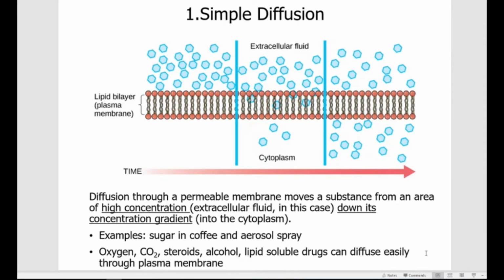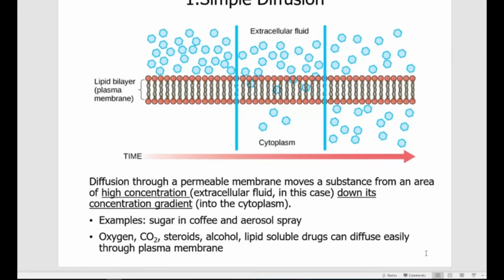Now, a lot of times, simple diffusion just happens in our daily life. For example, sugar in coffee. When you add sugar, you stir it a little bit, right? So what you're doing there is accelerating or speeding up the simple diffusion of sugar to make the sugar distribute evenly in the coffee, right? To eventually reach that equilibrium state.